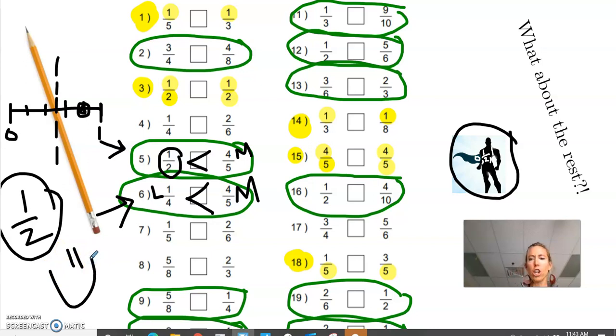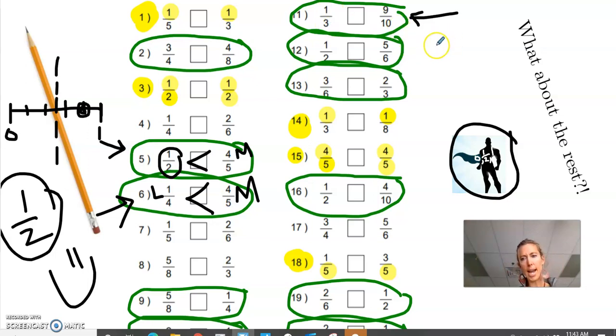Okay, let's try one more. Let's go over here to this one. Okay, so now I don't see either of these representing half, but I see one of them is less than a half and one of them is more than a half. Put an L and an M at each one of those fractions. Which one's less? Which one's more than a half? You got it? Okay, here I go.